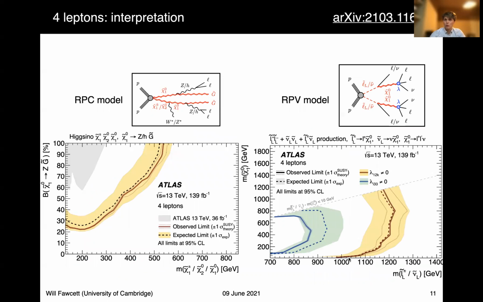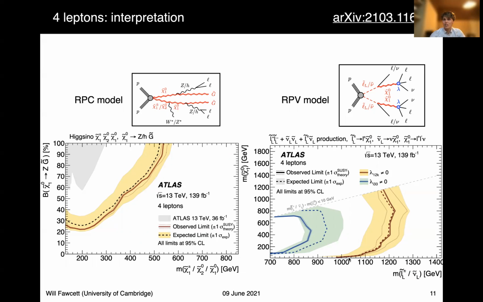Here are some examples of interpretations of the SUSY models that this search was optimized for. On the left is the RPC model that I mentioned first, and you can see that we vary the Higgsino mass and branching ratio of the decay to the gravitino and Z. As the branching ratio increases from 30 to 100%, the limit on the Higgsino mass increases from around 100 to 600 GeV. On the right is one example of the RPV model, in this case starting with slepton production.